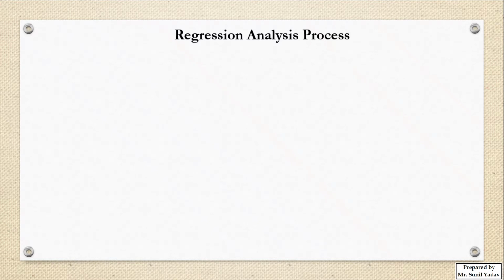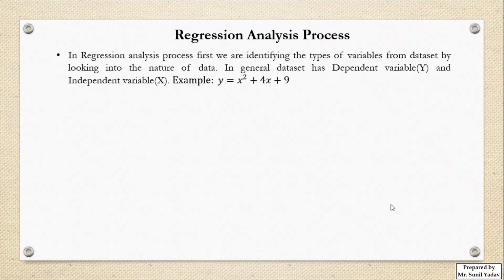Basically, the regression analysis process is a two-step process. In the first step, we identify the types of variables from the data sets by looking into the nature of the data. In general, every data set has two types of variables: the dependent variable and the independent variable. Now the question comes: what is a dependent variable and what is an independent variable?